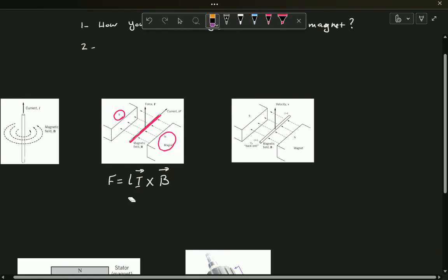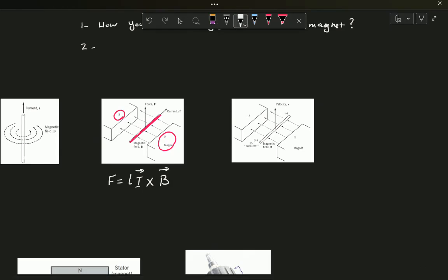So to show the direction of this force, we use the right-hand rule. Again, put your four fingers in the direction of the current, of your right hand. Close your four fingers in the direction of the magnetic field. Your thumb shows the direction of the force. Once again, put your four fingers in the direction of the current, close them in the direction of the magnetic field. Your thumb shows the direction of the force.